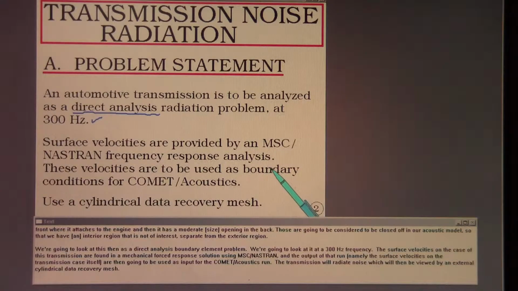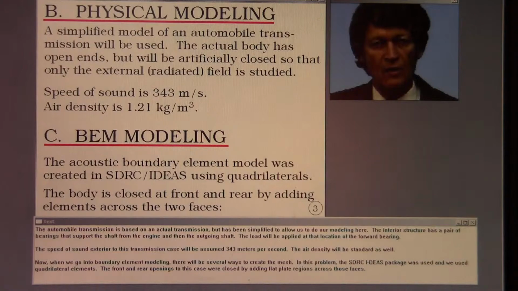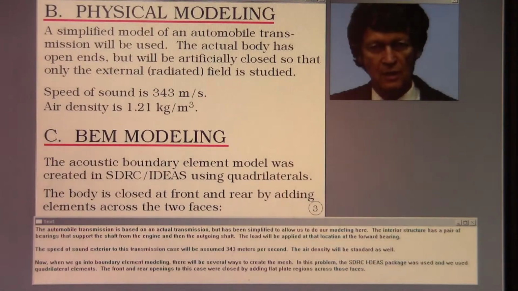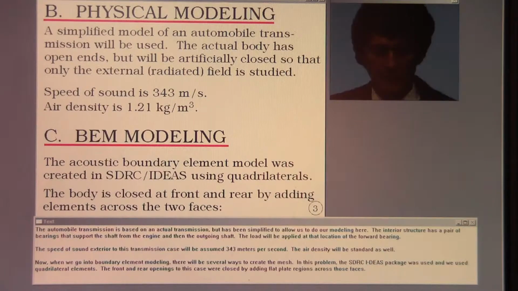The transmission will radiate noise, which will then be viewed by an external cylindrical data recovery mesh. The automobile transmission is based on an actual transmission, but has been simplified to allow us to do our modeling here. The interior structure has a pair of bearings that support the shaft from the engine and then the outgoing shaft. The load will be applied at that location of the forward bearing.